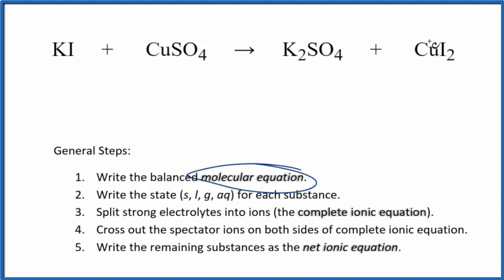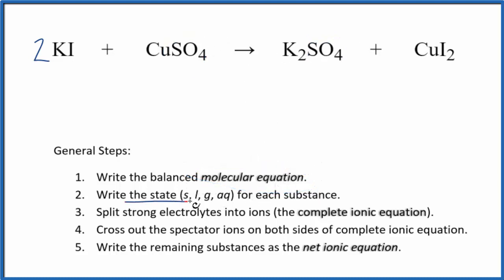When we look at this molecular equation, there's two iodines here and one here. Let's put a 2 in front of the KI. Now there's two potassium atoms. That's fine. We have two potassium atoms there. One sulfur, one copper on each side, and then a sulfate group here and here. So this is the balanced molecular equation.